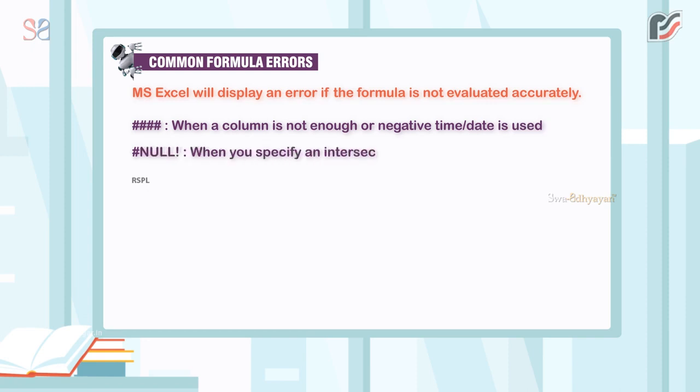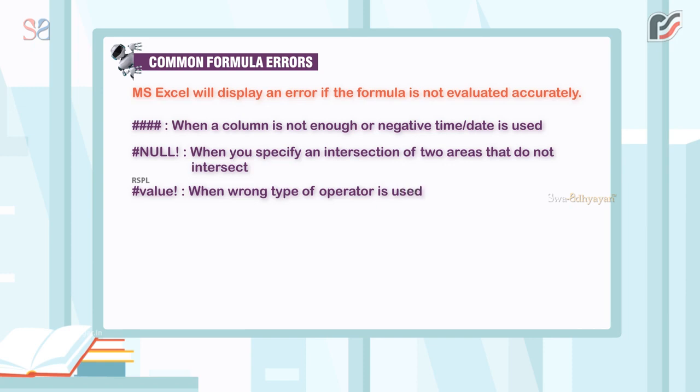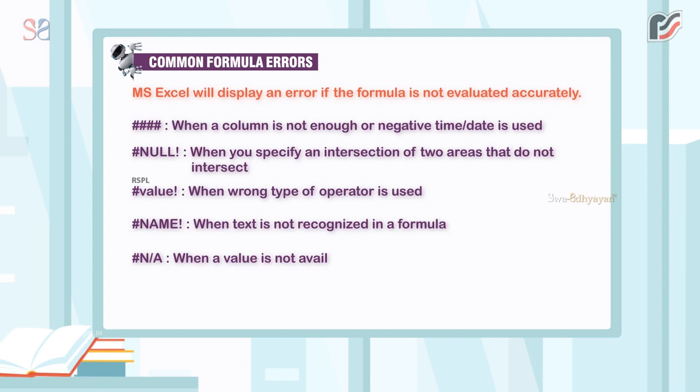Hashtag null is used when you specify an intersection of two areas that do not intersect. Hashtag value is used when the wrong type of operator is used. Hashtag name is used when text is not recognized in a formula. Hashtag n/a, which is non-applicable, is used when a value is not available to a function or formula. And hashtag ref is used when a cell reference is not valid.